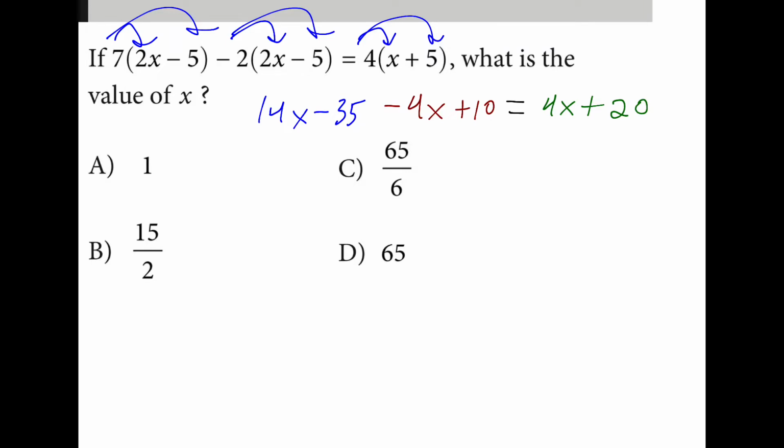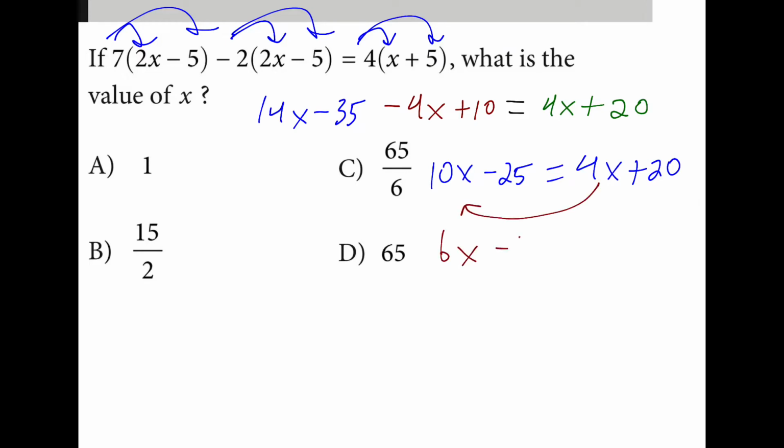We can combine like terms on the left, so we get this for our x and constant values. Then I'm going to move the x's to the left, so I have 6x minus 25 is equal to 20. And I'm going to move my numbers to the right, so I have 6x is equal to 45.